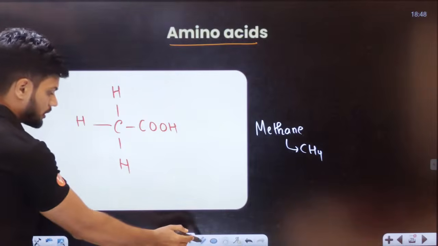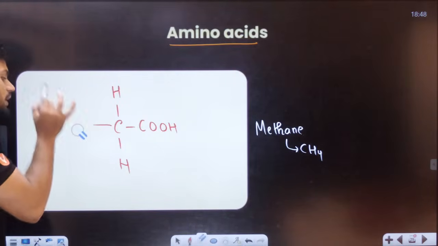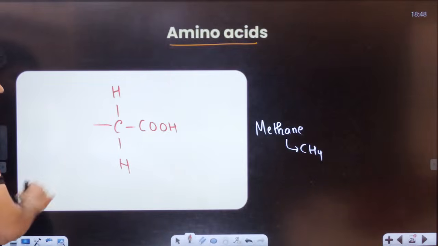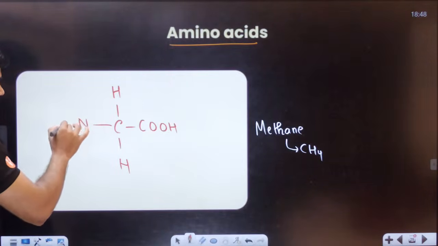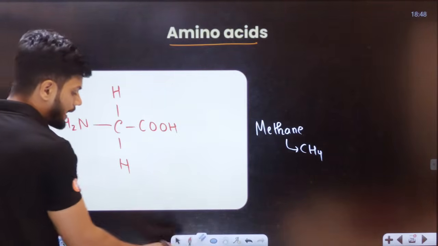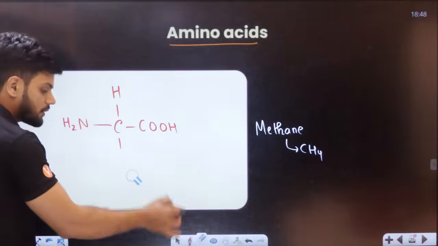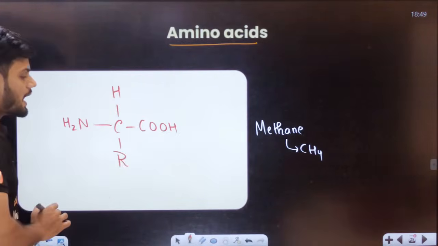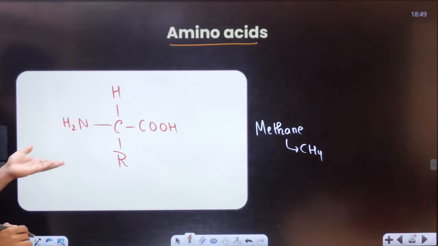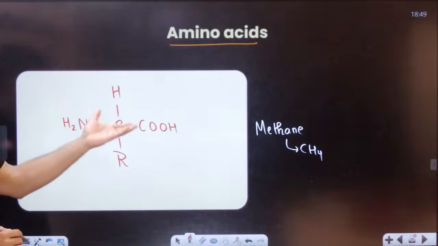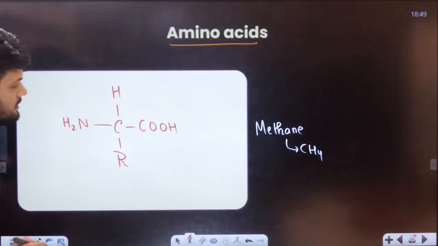Okay. Now students, I'll give you this hydrogen again. I'll give you this hydrogen, students, but I need an amino group. Amino is NH2 group. So now I will give you this hydrogen again. You're supposed to give me R, that is functional group. And here we are, students, here we have the, what do we have? The basic structure of amino acid.